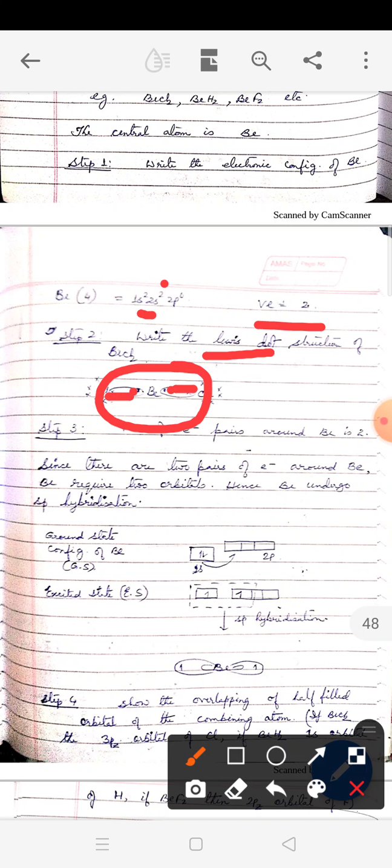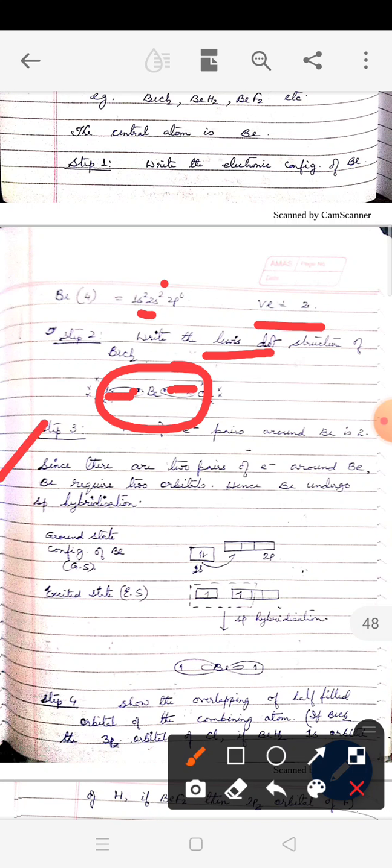Now you can understand each pair will require 1 orbital. So altogether how many orbitals are needed? We require 2 orbitals. So from where do we get 2 orbitals? By mixing which 2 orbitals will we get 2 hybrid orbitals? By mixing the s orbital and one of the p orbitals. So therefore the hybridization will be sp.